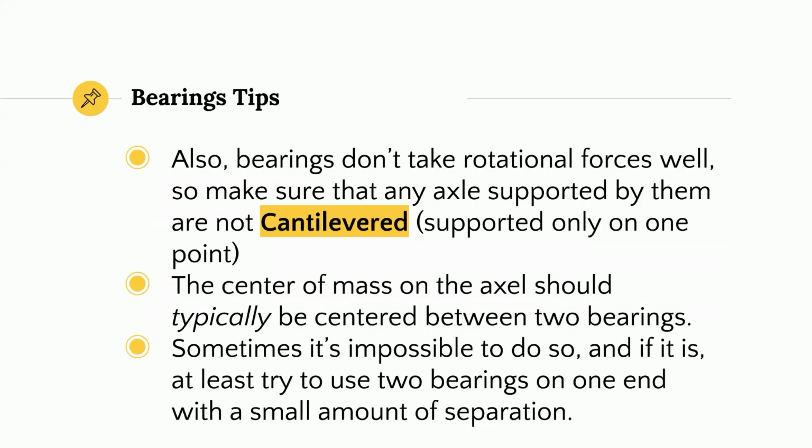Also, bearings don't take rotational force as well, so make sure that any axles supported by them are not cantilevered, which means supported only on one point. The center of mass on the axle should typically be centered between the two bearings. Sometimes it's impossible to do so, and if it is, at least try to use two bearings on one hand with a small amount of separation. The bigger the separation between the two bearings, the more reliable the bearings will be.